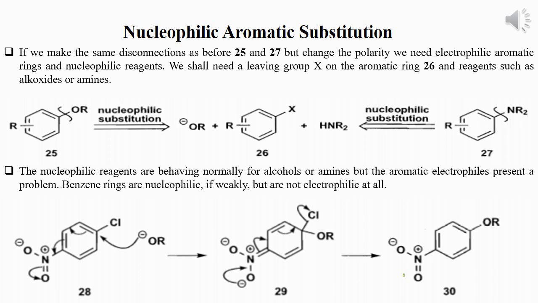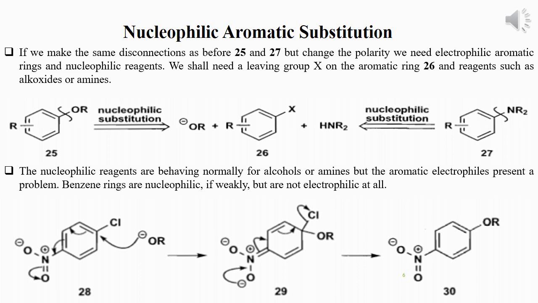So it is very right, like if we can have aromatic nucleophiles, that is fine, with the alcohols and amines, they can be nucleophiles. But for the benzene ring to be an electrophile is a big problem. Benzene rings are weakly nucleophilic, but they are not electrophilic at all. So what to do with that?